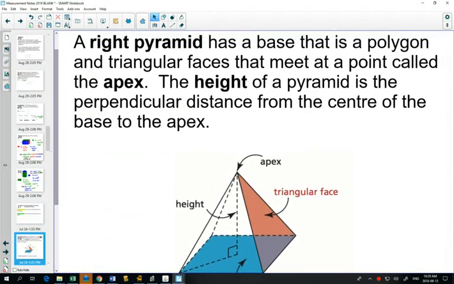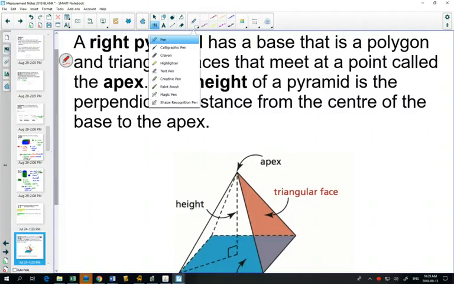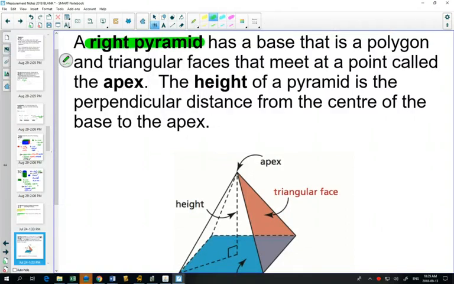Most of the questions with pyramids that we will deal with are with right pyramids. A right pyramid has some sort of polygon, multi-sided shape on the bottom. And usually that polygon on the bottom is a regular polygon, which means like a square or a hexagon or something like that.